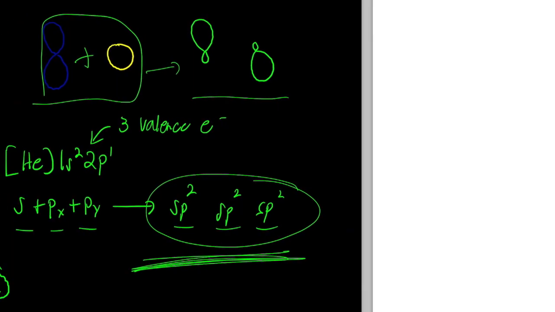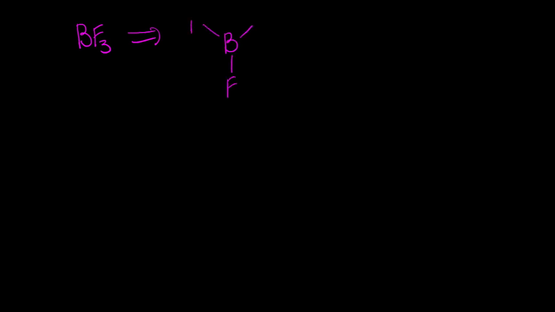So what do you need to know? What do you need to recognize? How do you do this? You need to be able to take something like BF3, draw the Lewis structure for BF3, and count the total electron groups. There are 3 total electron groups here.